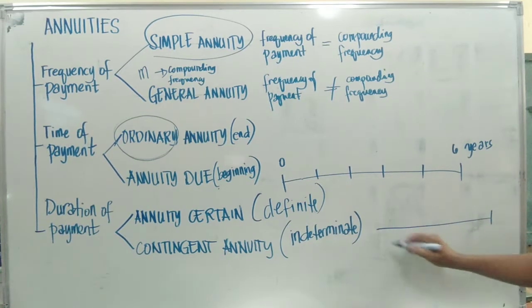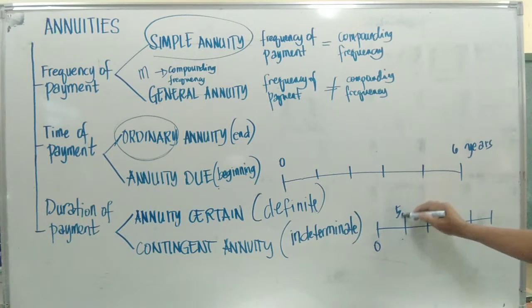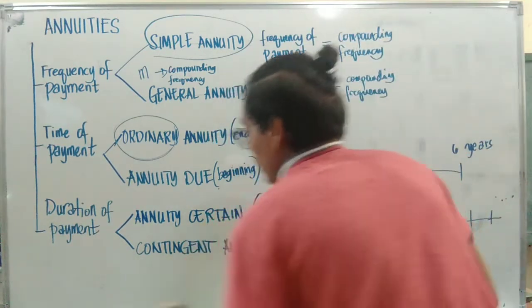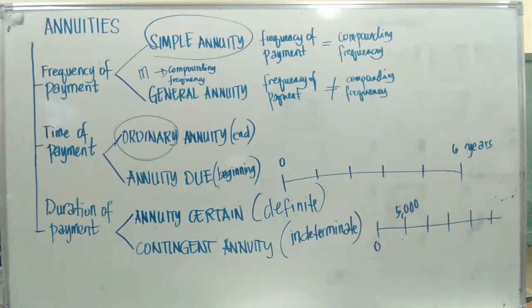Example, you are saving a certain amount of money each month until you die. So from 0 interval every month, example, you are saving 5,000 until undefined or indeterminate time. So you cannot say what time you will die, or we cannot identify the end of the duration of your payment on a certain savings or loan. So those are the most basic types of annuities.